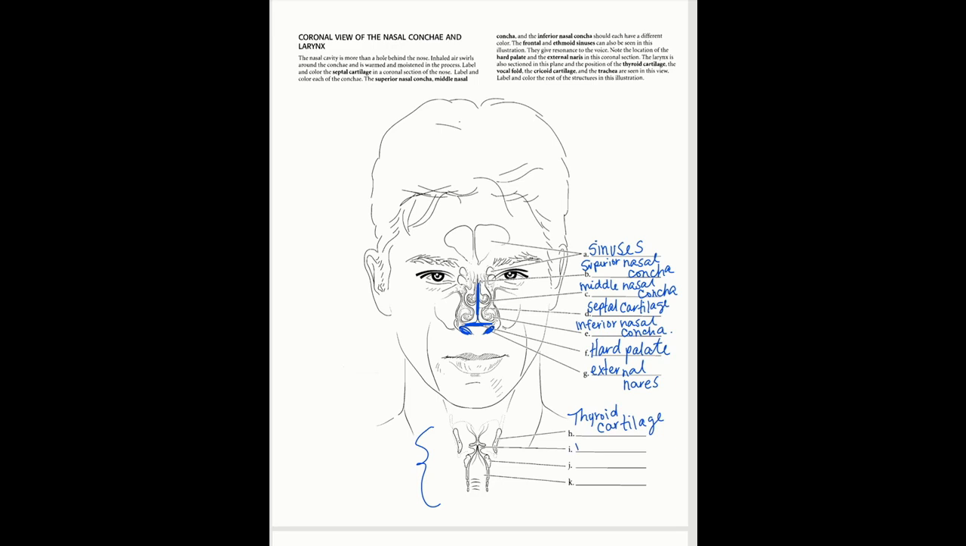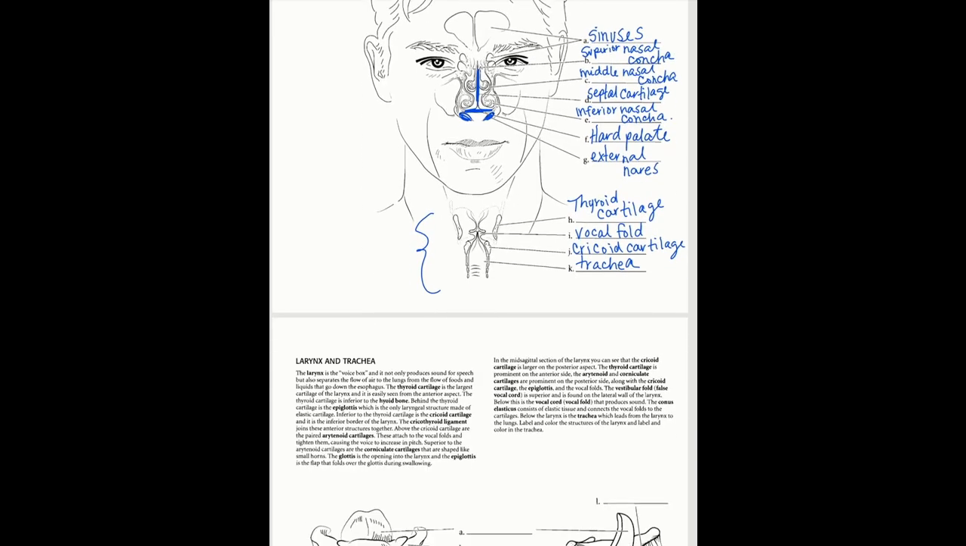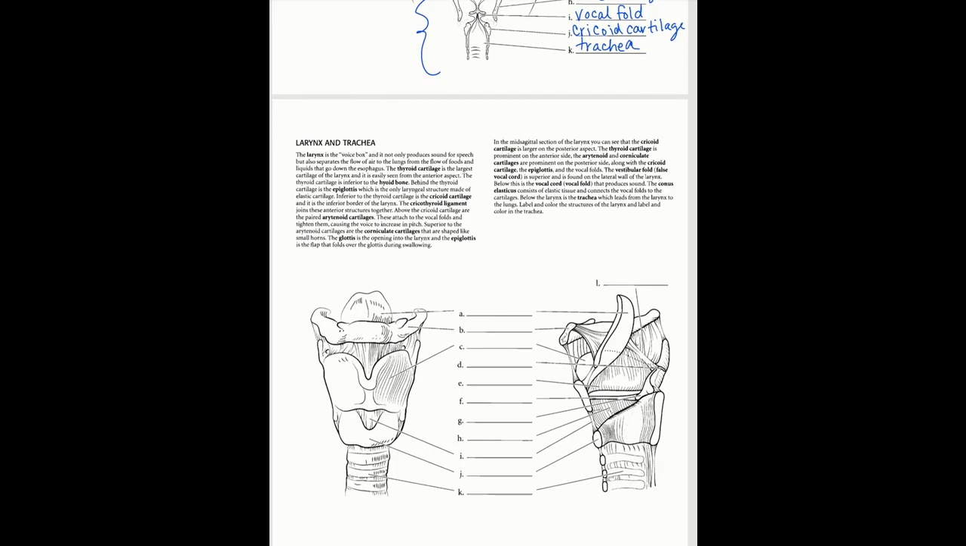I is what we refer to as the vocal fold. We then have our cricoid cartilage, and then we move down into the larynx. Oh, excuse me. We move down into the trachea. All right, so speaking of trachea, let's move on to the larynx and trachea.